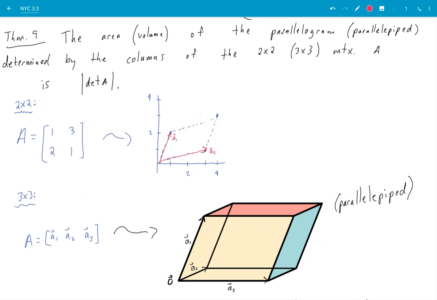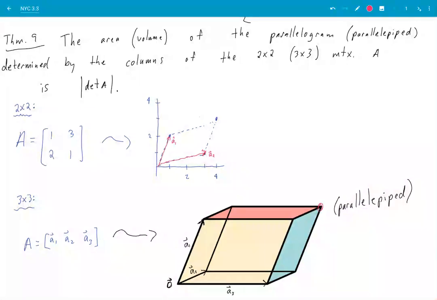Say that 3 times fast. Parallelepiped, parallelepiped, parallelepiped. So a parallelepiped is a kind of 3-dimensional parallelogram. If I were to think of this point here, the corresponding vector would be a1 plus a2 plus a3.